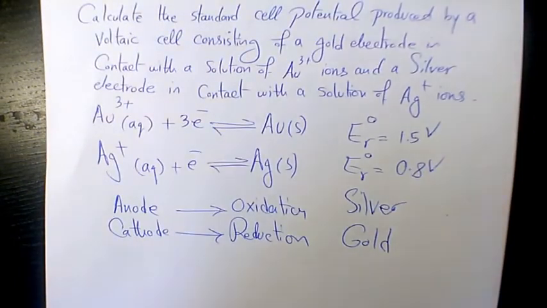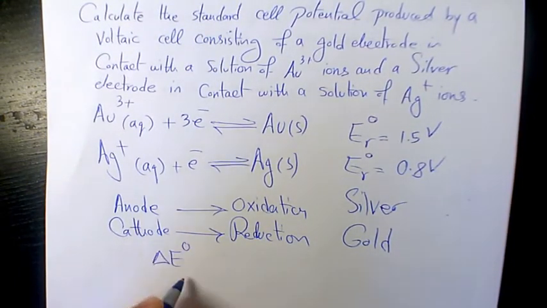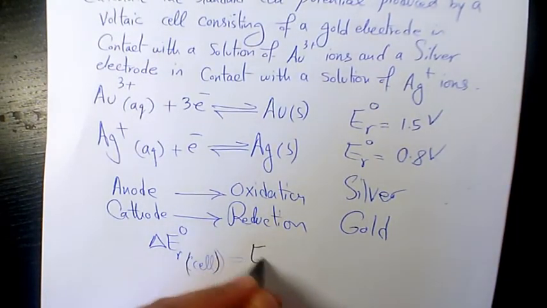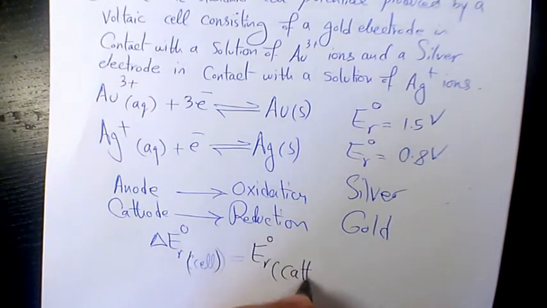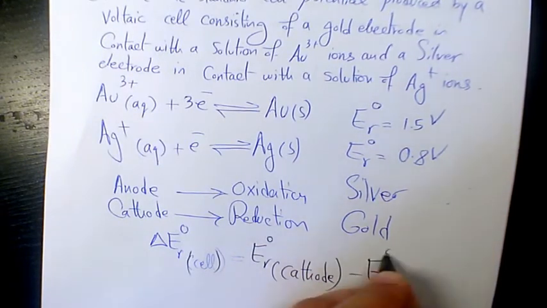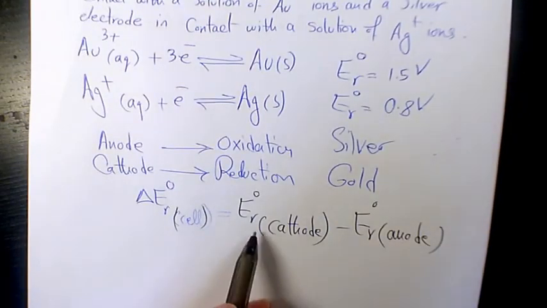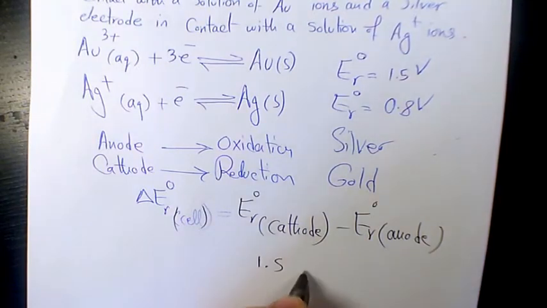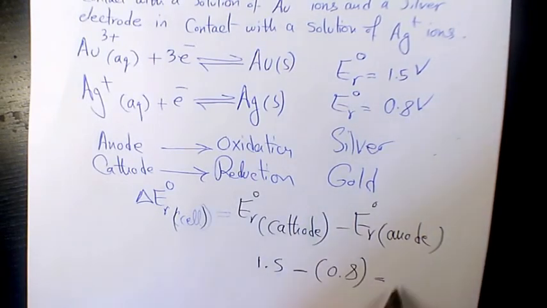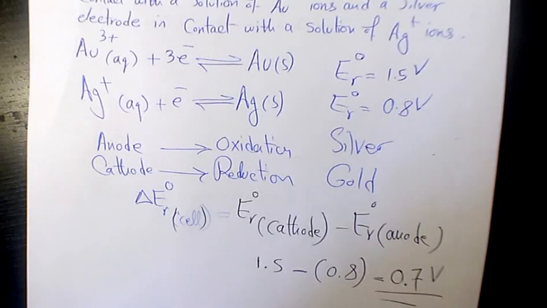And if you want to find out the standard cell potential, we use this formula. Standard cell potential equals, my pen just died, standard reduction potential of cathode minus standard reduction potential of the anode. Cathode is going to be gold, which is 1.5, minus 0.8, which is going to give us 0.7 volt. That's the standard cell potential produced by these two electrodes.